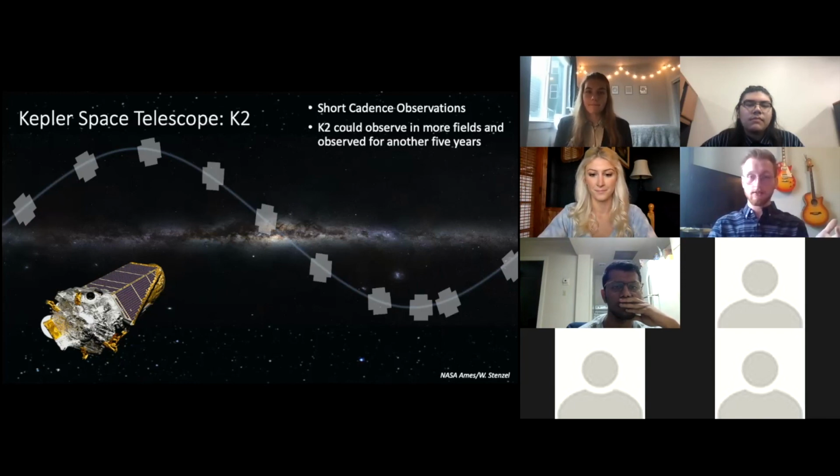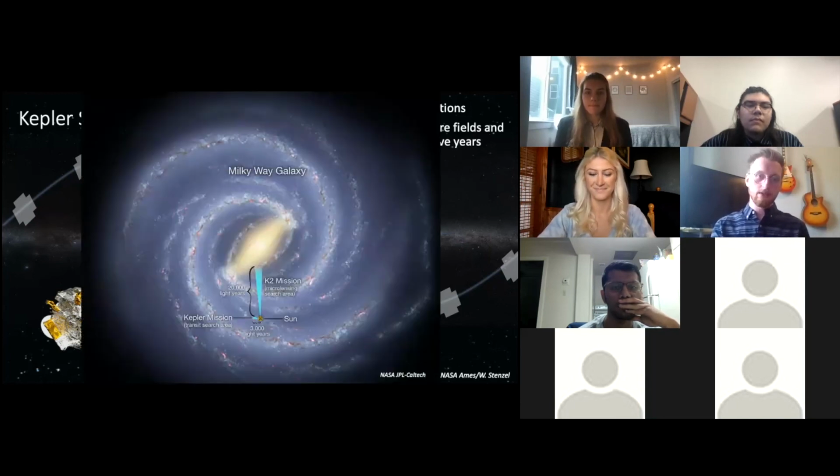So each one of those gray sections is one picture that Kepler took. They are called campaigns, and those are where the telescope actually gathered data from those areas. And then on the next picture, you can see the original Kepler mission and the new K2 mission as it scans across the center of the galaxy.